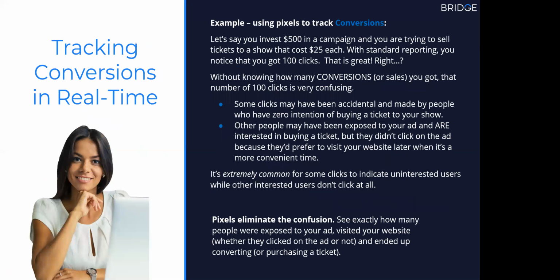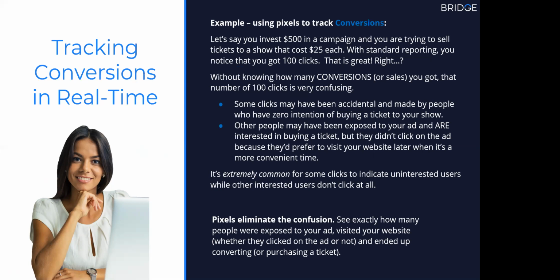Let's talk about the three things pixels can track. Here's an example for using pixels to track conversions. Let's say you invest $500 in a campaign and you're trying to sell tickets to a show that costs $25 each. With standard reporting, you notice that you got 100 clicks. That's great, right? Without knowing how many conversions or sales you got, that number of 100 clicks is very confusing.